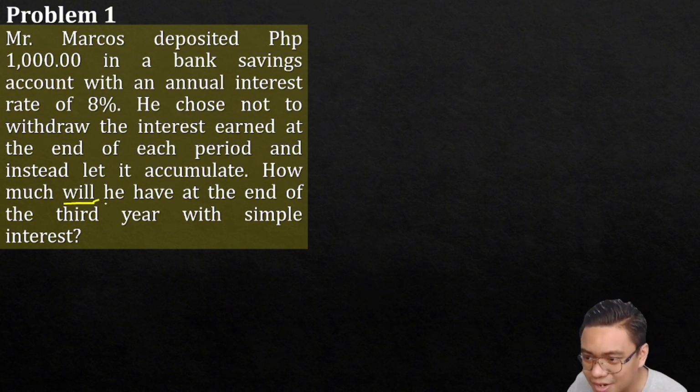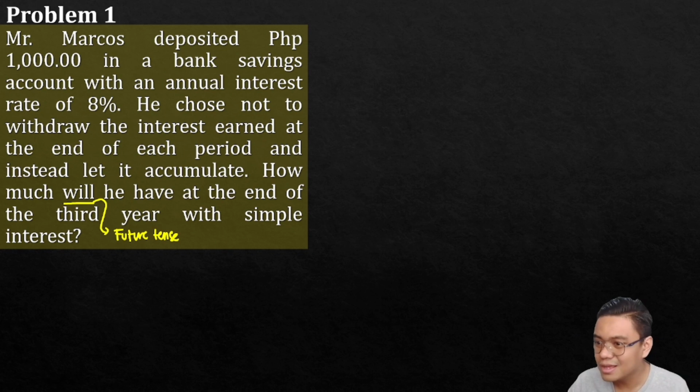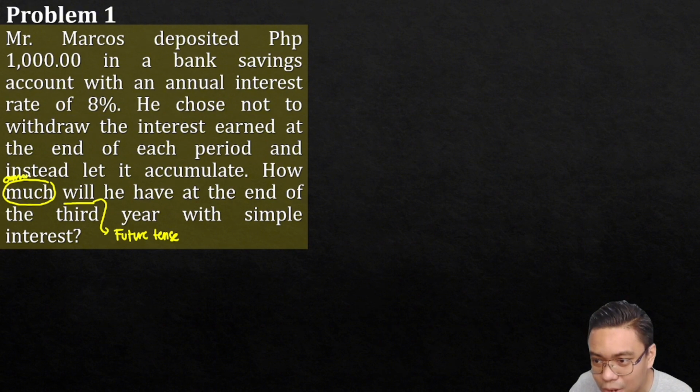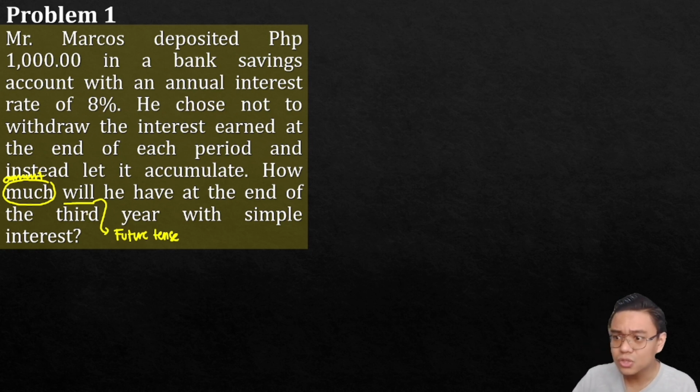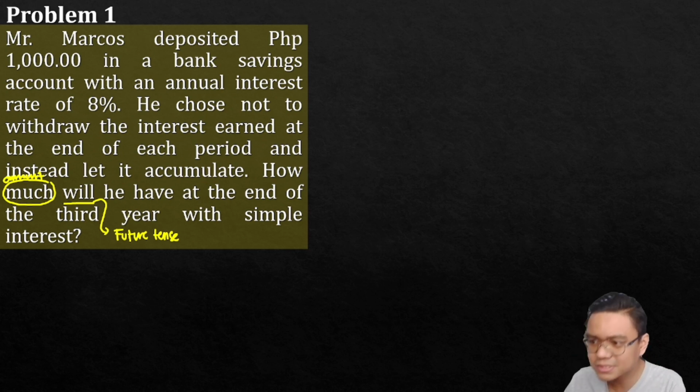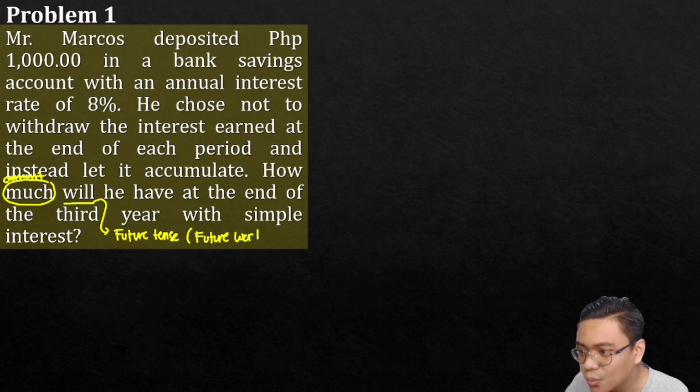Okay, now will here is what? Future tense, no? Future tense po ito. Meaning to say, how much, you're talking about the amount there. So, amount, what kind of amount? Is it present worth or future worth? So, how much money, how much amount will there represent what? Future tense, which means to say, in this particular question, we are solving the what? The future worth. That's where we will start our problem.